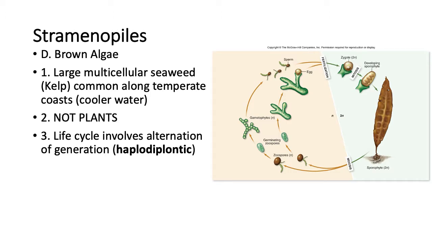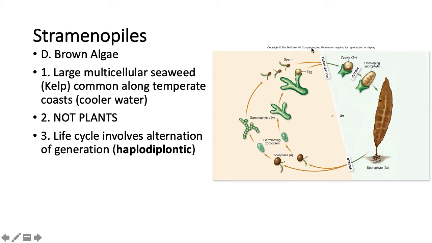Okay, so within the group of the Chromalveolata, there are two branches: the Alveolates, and the second branch, called the Stramenopiles. There are three groups that I'll talk about here: brown algae, diatoms, and the oomycetes, which are the water molds. Brown algae are large multicellular seaweed, aka kelp, very common along the temperate coastline because of the cooler water. They are not plants, and their life cycle does involve alternation of generations, which means they go from haploid to diploid.